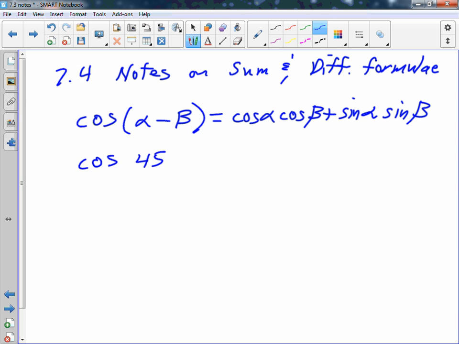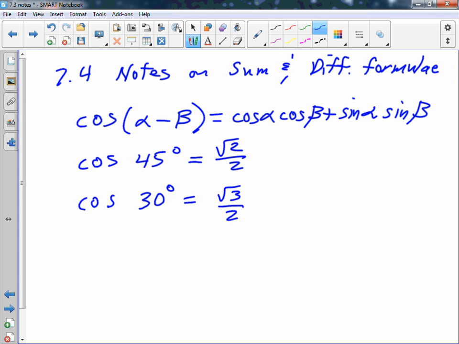cosine of 45 degrees, no problem. What's that? You all should have this memorized, or look on your unit circle. Square root of 2 over 2, you're right. Okay, and we can do things like the cosine of 30 degrees. What's that? Square root of 3 over 2.